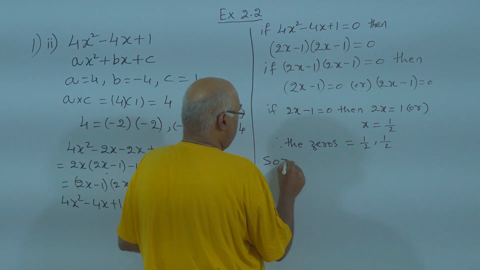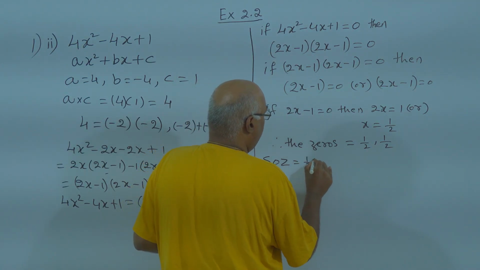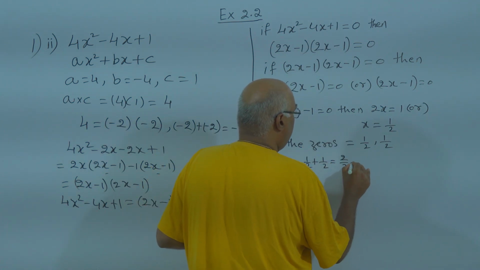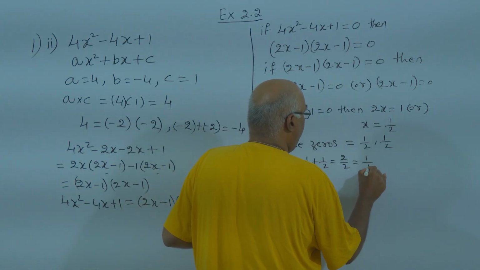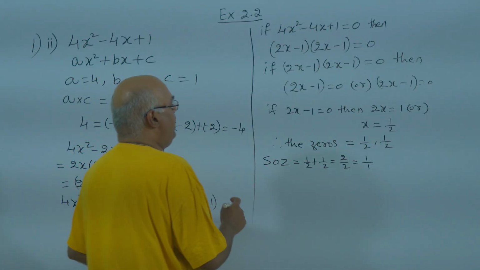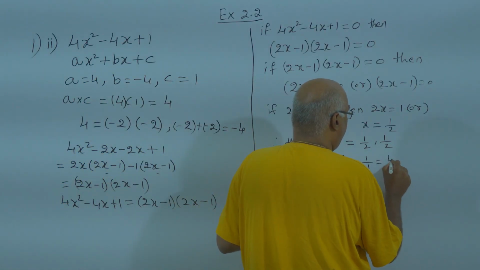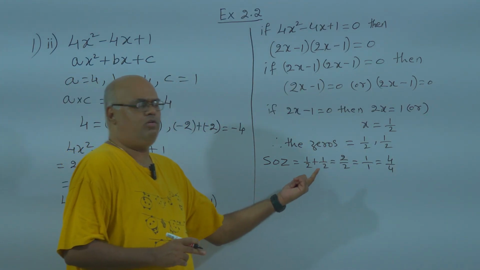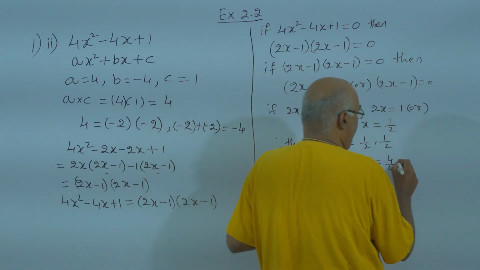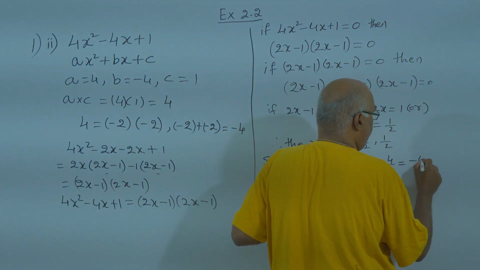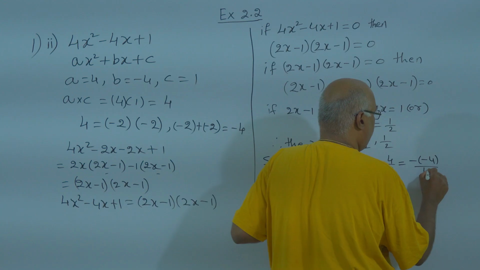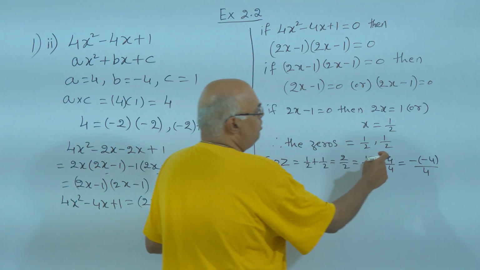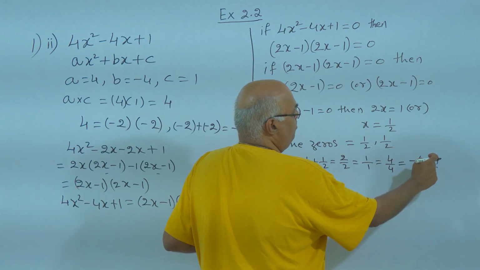Now let us find the sum of the zeros. Sum of zeros is equal to 1 by 2 plus 1 by 2. This is equal to 2 by 2, which is equal to 1 by 1. This I can write as 4 by 4, which is nothing but 1 by 1. Now this 4 I will write as minus of minus 4 by 4. Minus of minus 4 is nothing but plus 4, so I will get 4 by 4.